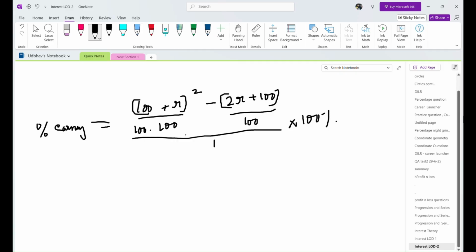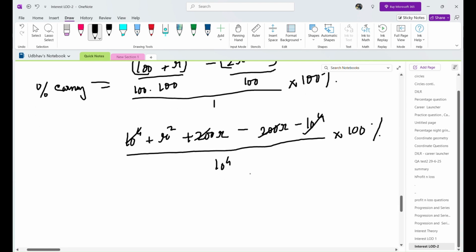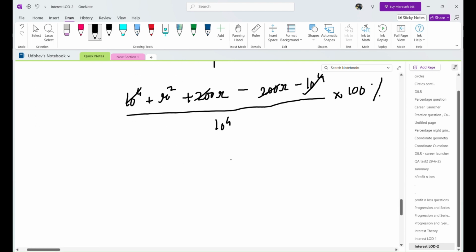We can probably open this bracket. This will be 10 to the power 4 plus r square plus 200r minus 100 will be multiplied there. 200r minus 10 raised to the power 4 upon 10 raised to the power 4 into 100%. 10 raised to the power 4 gets cancelled. This gets cancelled. Only thing left is r square upon 100.